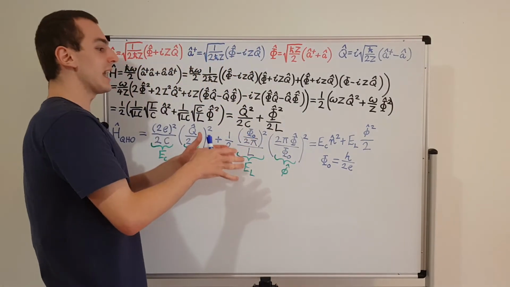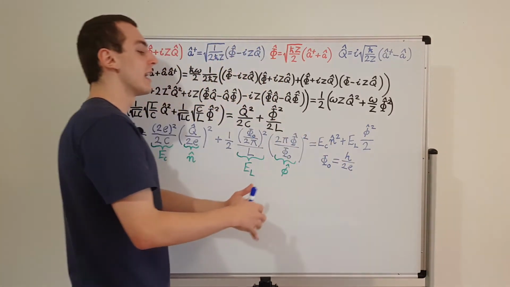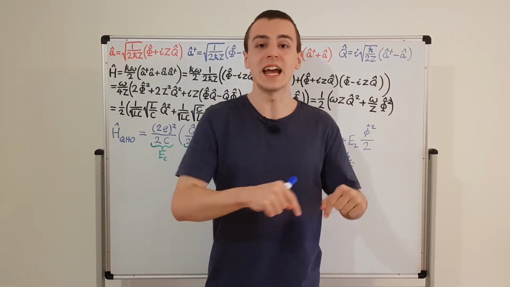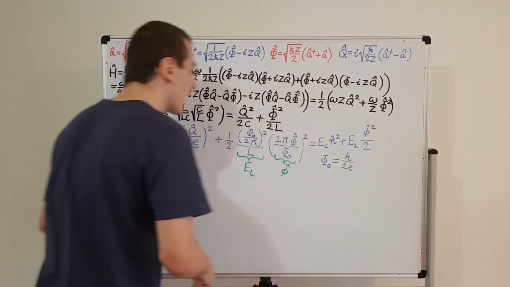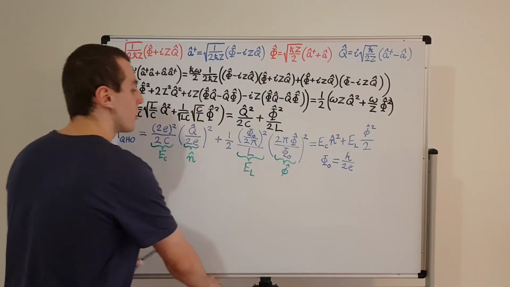So this is the Hamiltonian for the quantum harmonic oscillator that is associated with the LC circuit. So we have quantized the LC circuit. Now let's have a look at some very important relationships. So let me write down some very important relationships.